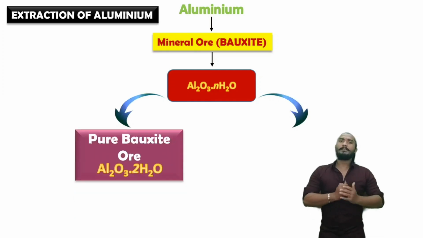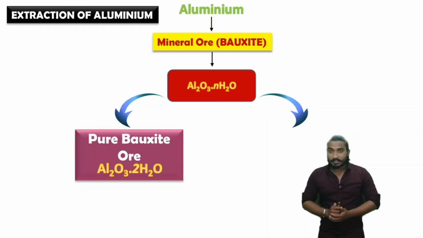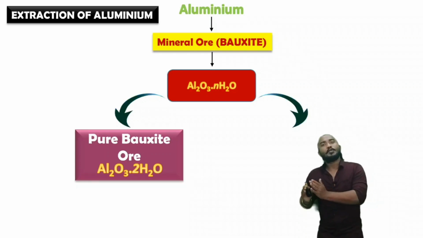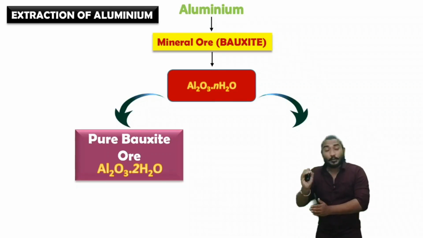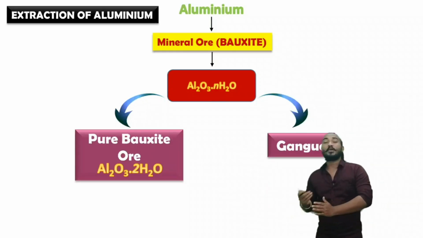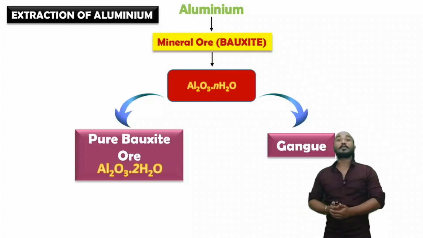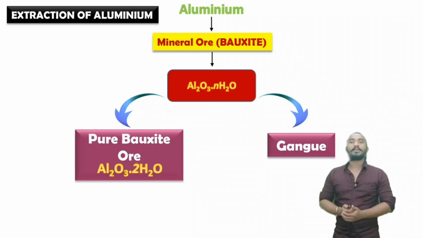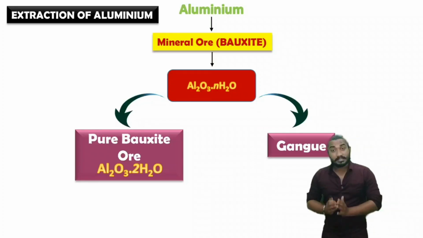The very first component is pure bauxite. Pure bauxite has a formula Al2O3.2H2O, and the other component is the impurities. Now children, impurities are also called gangue. How many types of impurities does it have? It has three different types of impurities.